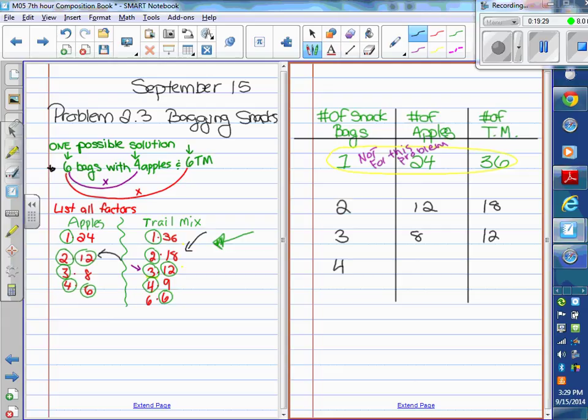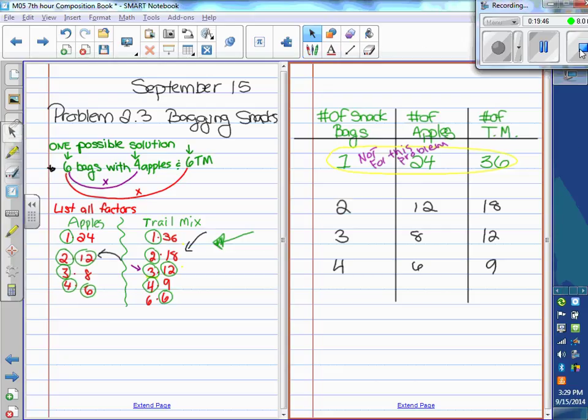Finn, what if I have 4 bags? 6 bags of apples. Yes. 9. Do you get this, you guys? Yeah. Okay. I'm going to stop there.